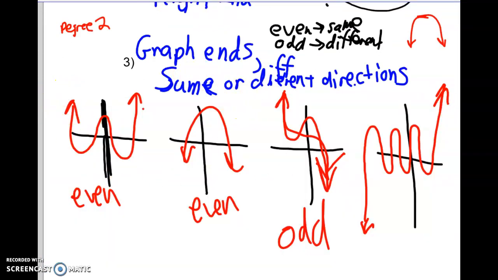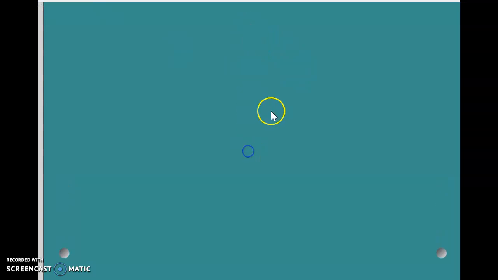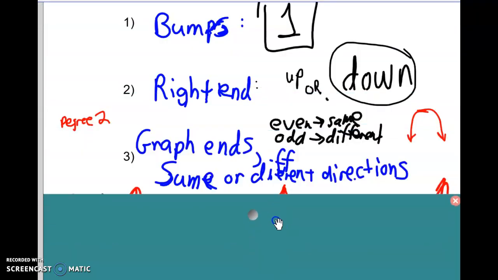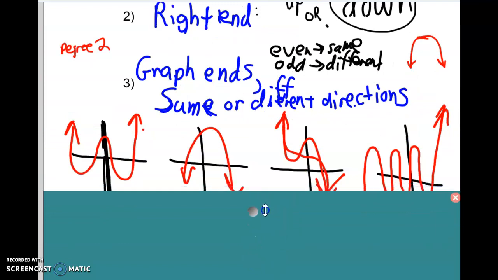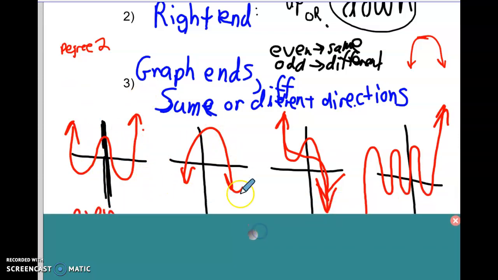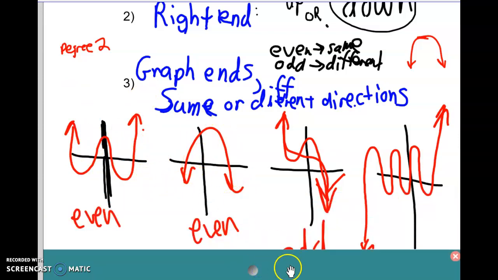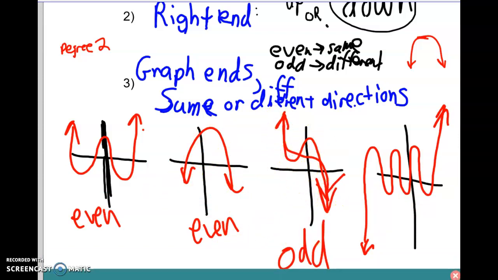I want you to look at these. This is one when we actually started doing a little sketching. So let's just look at them now. Even or odd? They go in the same direction, they both go up, even. Even or odd? They both go down, even. 1 goes up, 1 goes down. 2 bumps, odd. 1, 2, 3, 4, 5, 6 bumps. Different directions, odd.